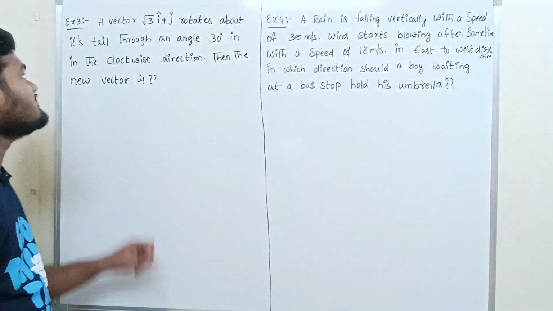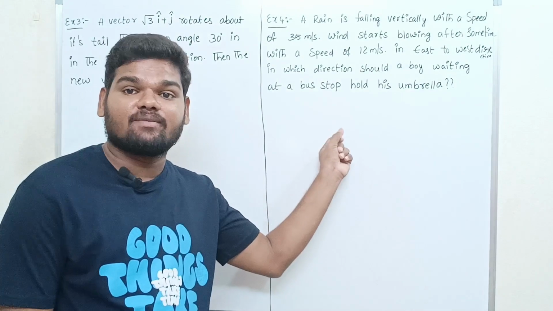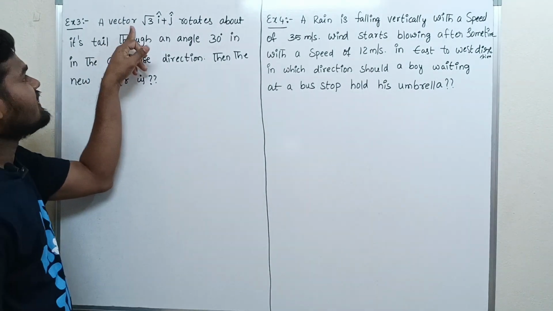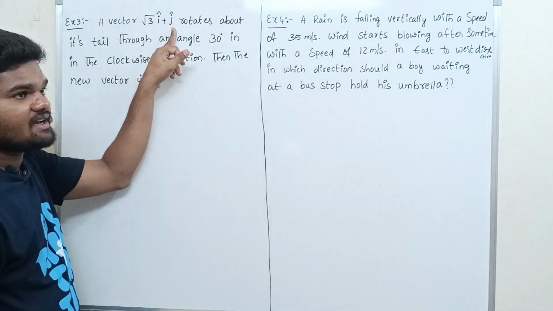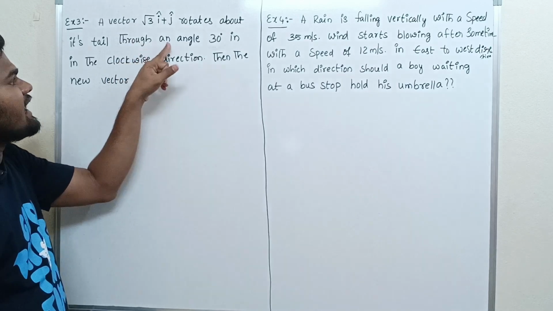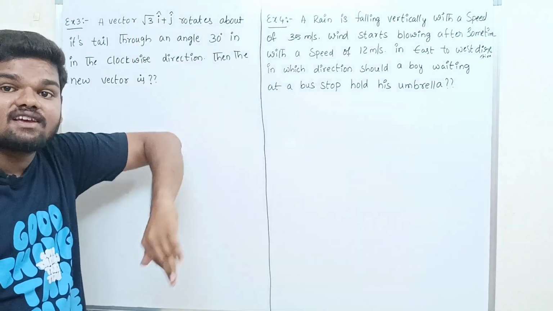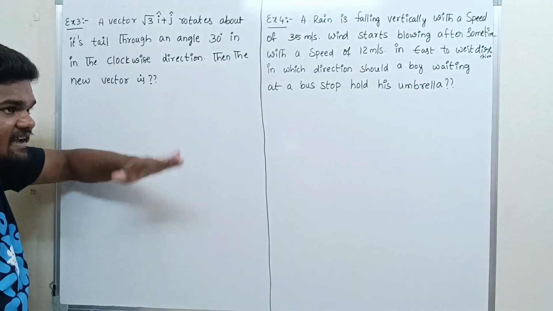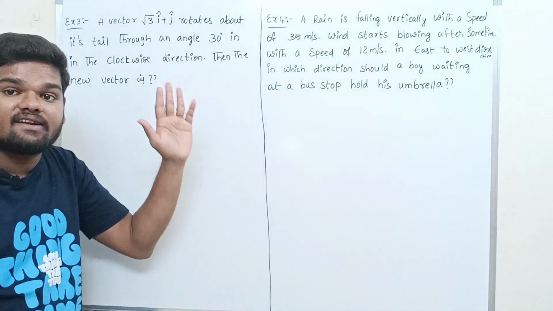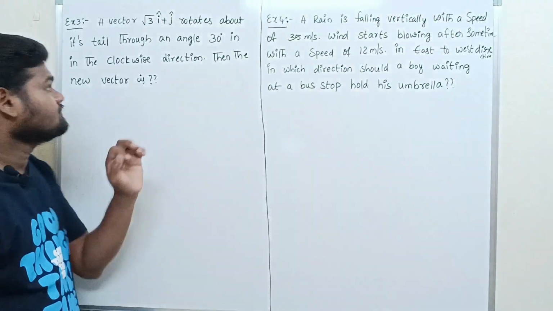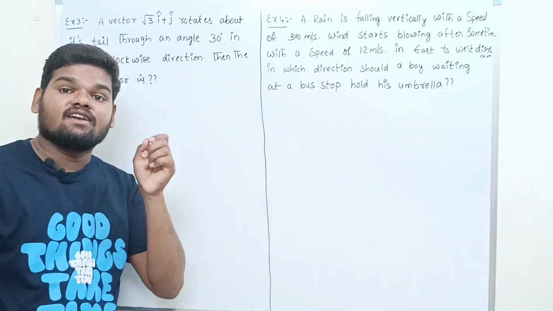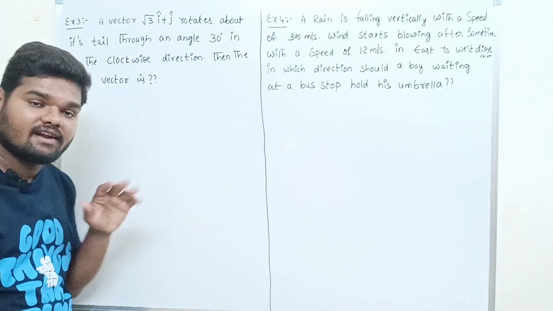Right. Again, I'm bringing two examples: example number 3 and example number 4. Have a look. What is example number 3? They are given a vector root 3 i cap plus j cap. This vector is rotated about its tail through an angle of 30 degrees in the clockwise direction. Then they are asking to find the new vector.